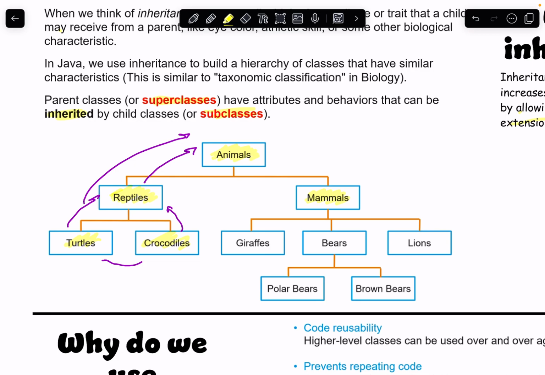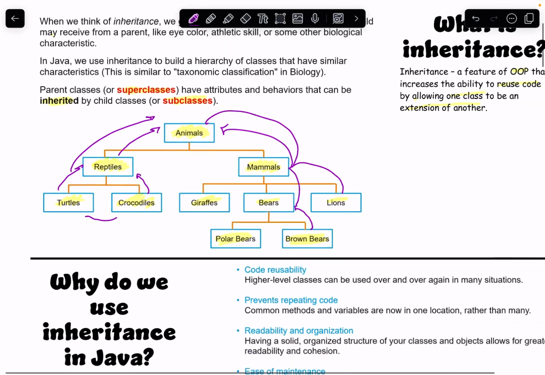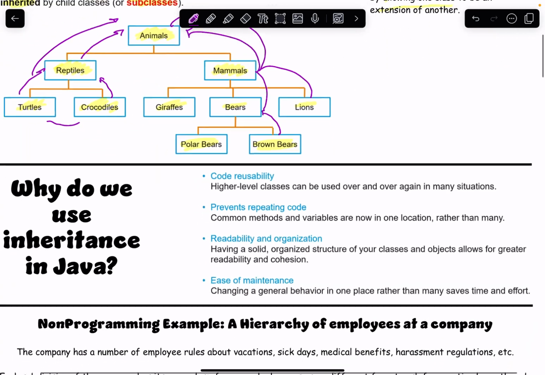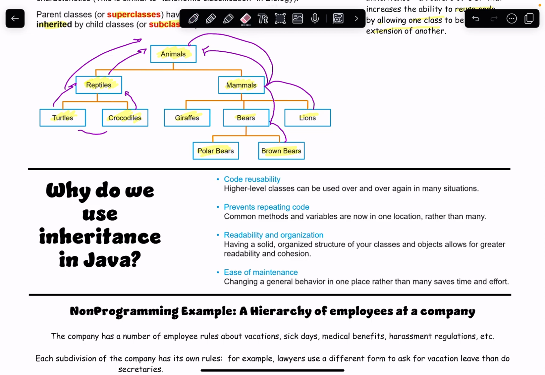In this case, we also have giraffes, bears, and lions as subclasses or child classes of mammals. And then under bears, we have a further subclass of brown bears. So you can see how things start to make sense here. That means a brown bear is a mammal and is an animal. Whereas a lion is a mammal and an animal. Make sure you know these, because these are good multiple choice questions.